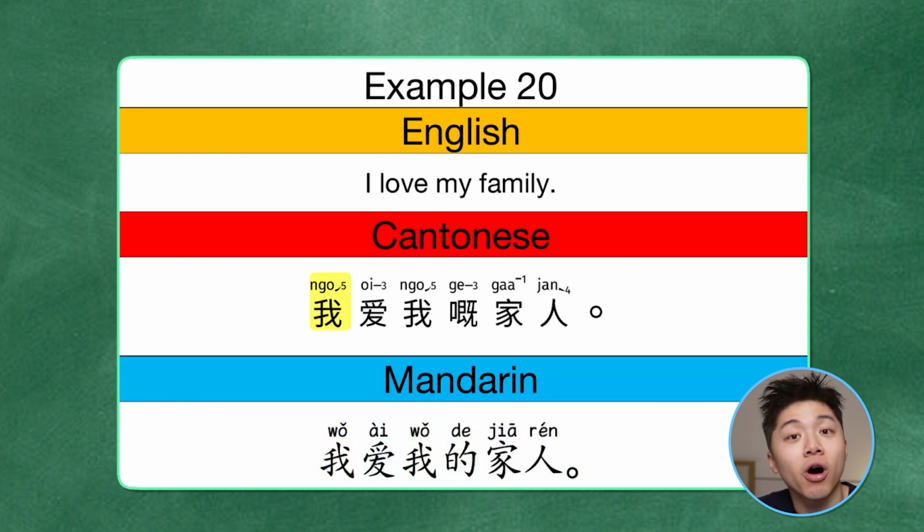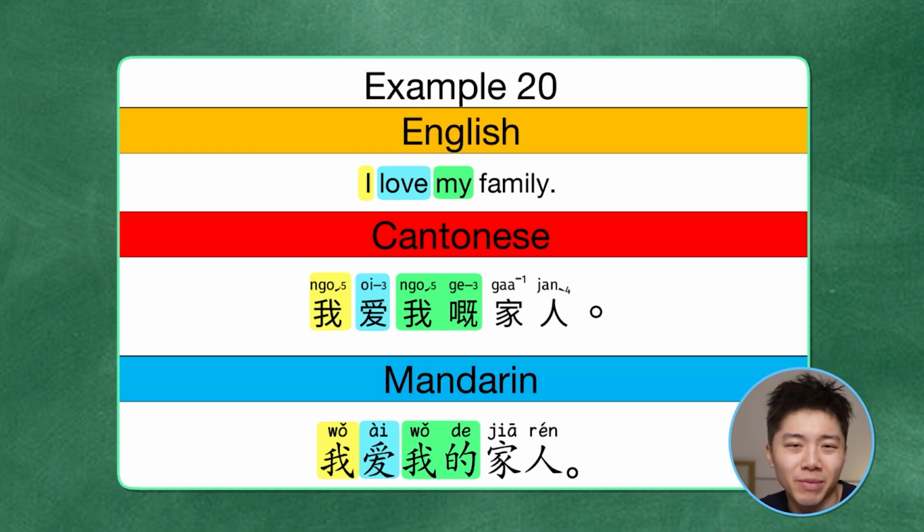In Cantonese, 我 is I. In Mandarin, 我. 愛 means to love. 我嘅 means my. In Mandarin, 我的. It means my or mine. Basically, my possessive, like something I own. 家人, 家 means home, and 人 means people. So family. 家人, family. In Mandarin, 家人, the exact same characters. Finally, 我愛我嘅家人, 我愛我的家人.